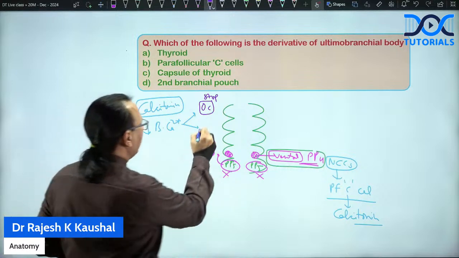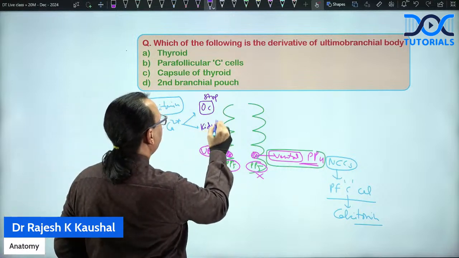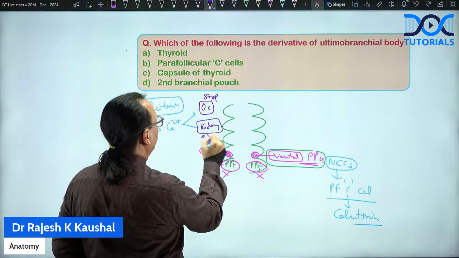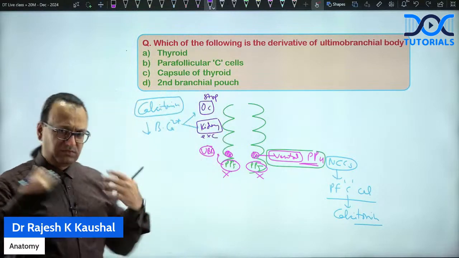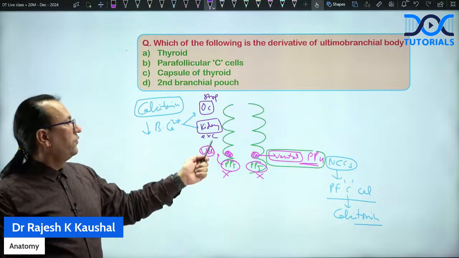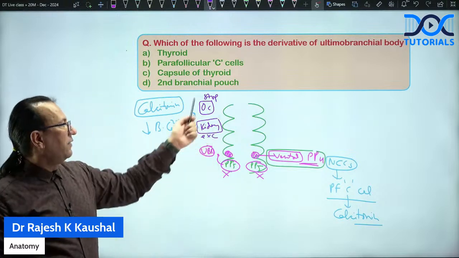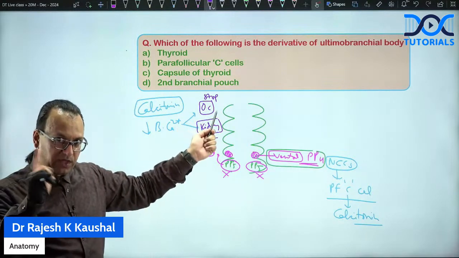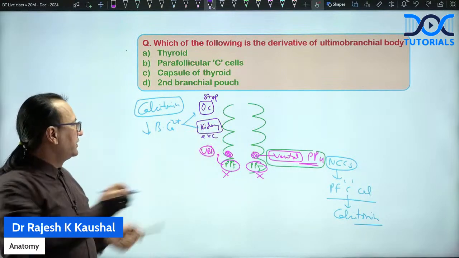Number two, it'll ask the kidney to start excreting the calcium. So just remove the calcium. If you ask the kidney to remove calcium, and if you ask the osteoclast not to remove the calcium from the bone, obviously you will result in reduced blood calcium.